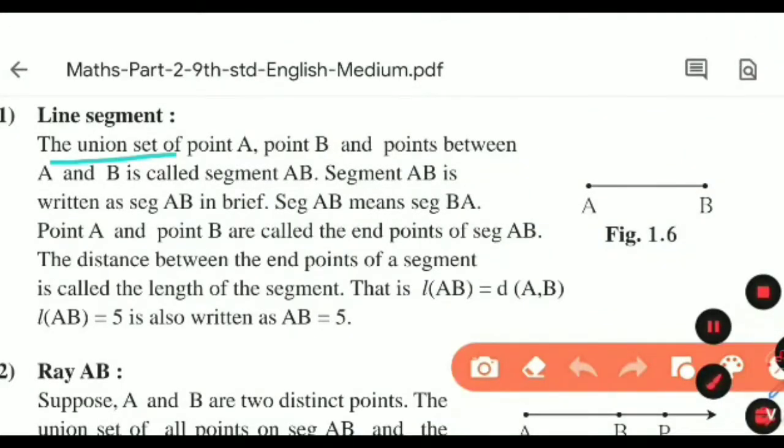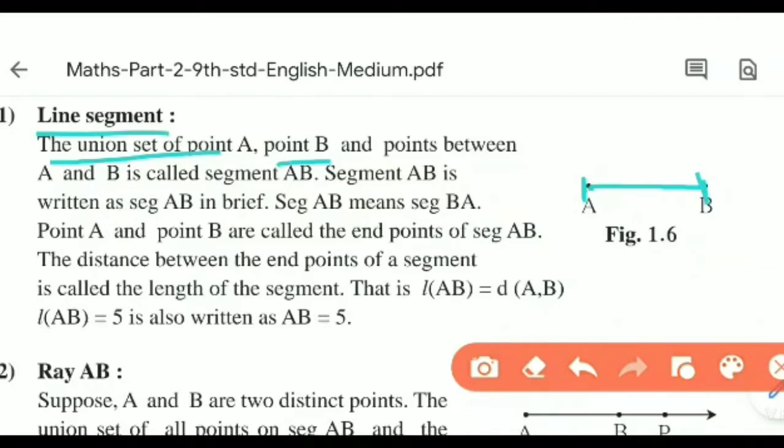See, a union set of point A and point B, means this is the point A and that point is B. The union set of point A and B and the points between A and B is called a segment AB. Suppose this is A and B, and the points which are coming in between A and B, plus A and B, is called the union set of AB, and that is called a line segment.